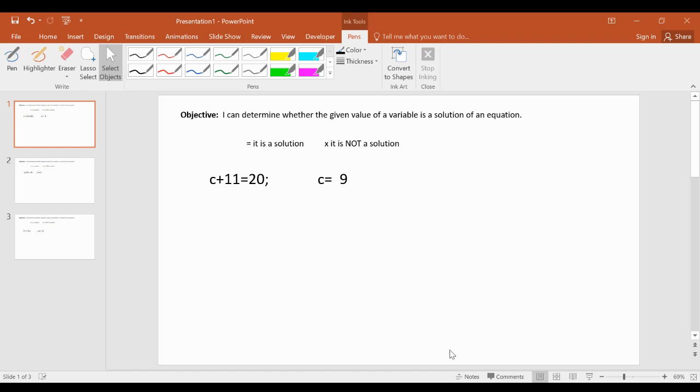Hey guys, I wanted to do a quick video today to help us with our lesson. So our objective is: I can determine whether the given value of a variable is a solution of an equation.